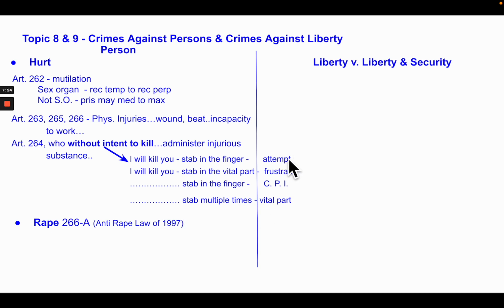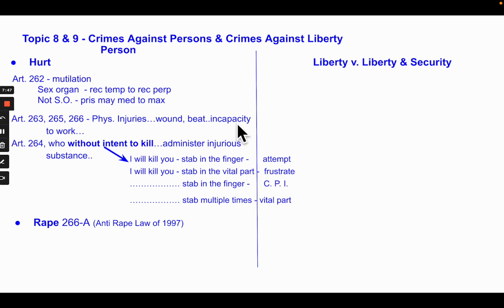Now look, was it an attempt? Meaning, the killing just began, but a vital portion was not hit, or stabbed multiple times and the person was injured in such a way that had it not been for the timely medical intervention, death could have ensued.